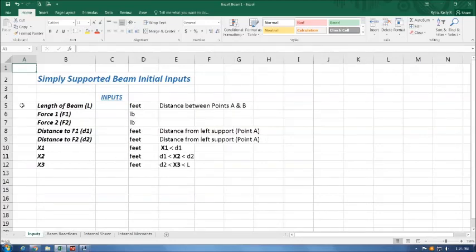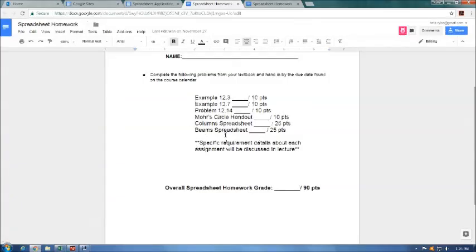Okay. And then you're going to save it to your H drive in a directory, strength of materials, spreadsheets, and then I'll go there to see it. Okay. Call this one, what did we have for our assignment? Beams spreadsheet. Yeah, beams. You can do that.